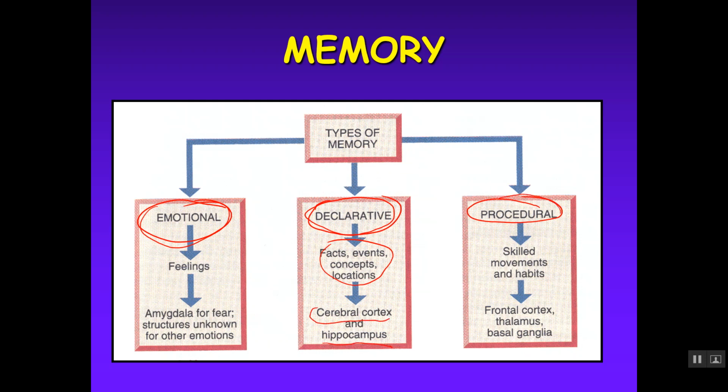And then procedural memory, that's skilled movements. This is motor learning, procedure. You're learning a procedure. You're doing a procedure or a skill. That's some frontal cortex, thalamus, basal ganglia, and I would add cerebellum on there.